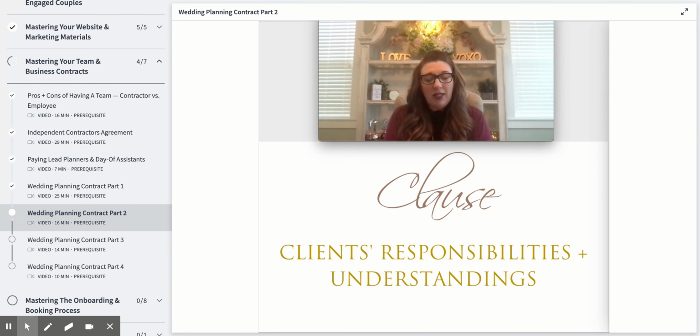The next bullet point states that the clients acknowledge and agree that the consultant is not responsible for monitoring the consumption of alcohol by the clients or the wedding guests, and the clients shall indemnify the consultant for any alcohol-related third-party claims against the consultant. It is the client's responsibility to ensure that a properly licensed and trained bartender is responsible for serving all of the alcohol in accordance with all applicable laws.